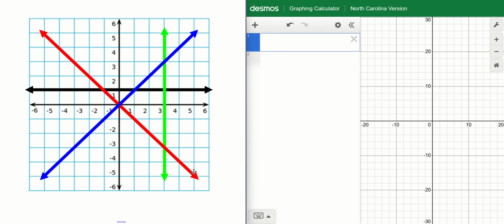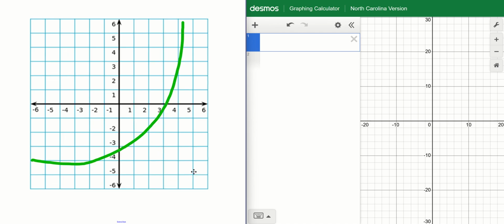Anybody think I could talk about linear? If I just had one of them up there at a time, the linear is a straight line. Non-linear.